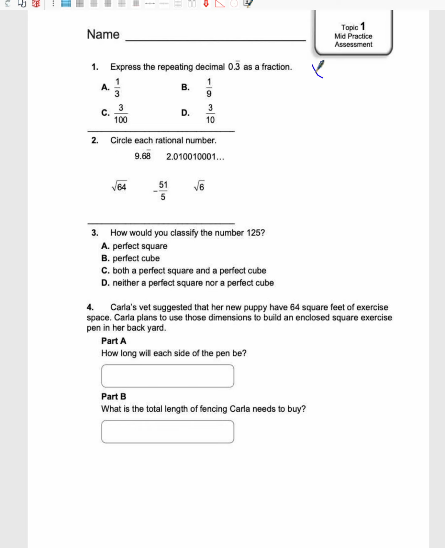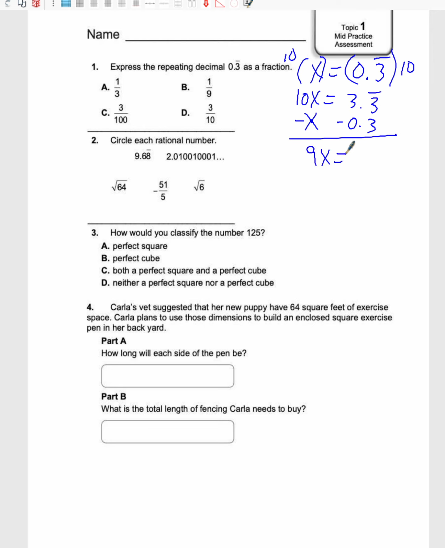So 0.3 repeating is my decimal. Say let x equal 0.3 repeating. Since it's one digit that repeats, we'll multiply everything by 10. So that is 10x equals 3.3 repeating. Minus x. We're going to subtract the original values. So subtract the x on the left and subtract the 0.3 repeating on the right. And that gives us 9x equals 3.